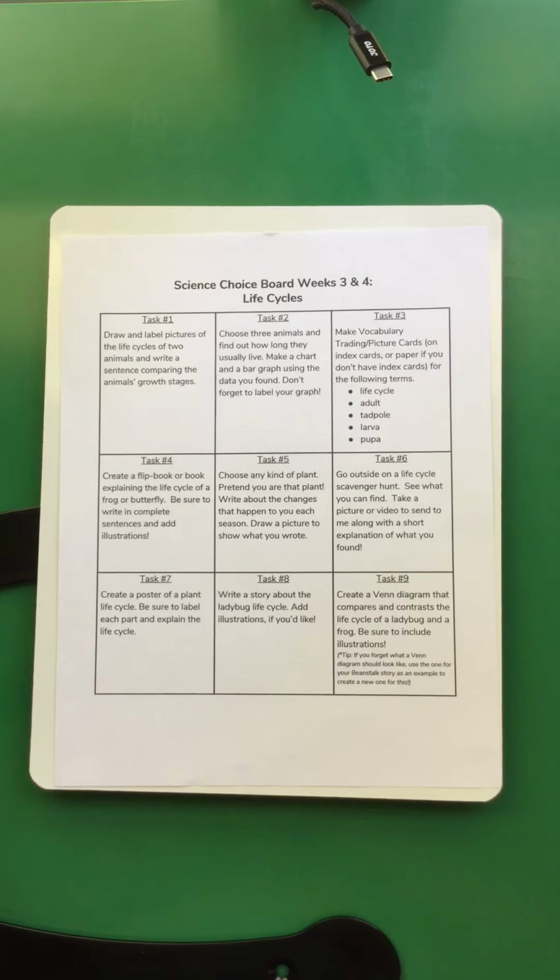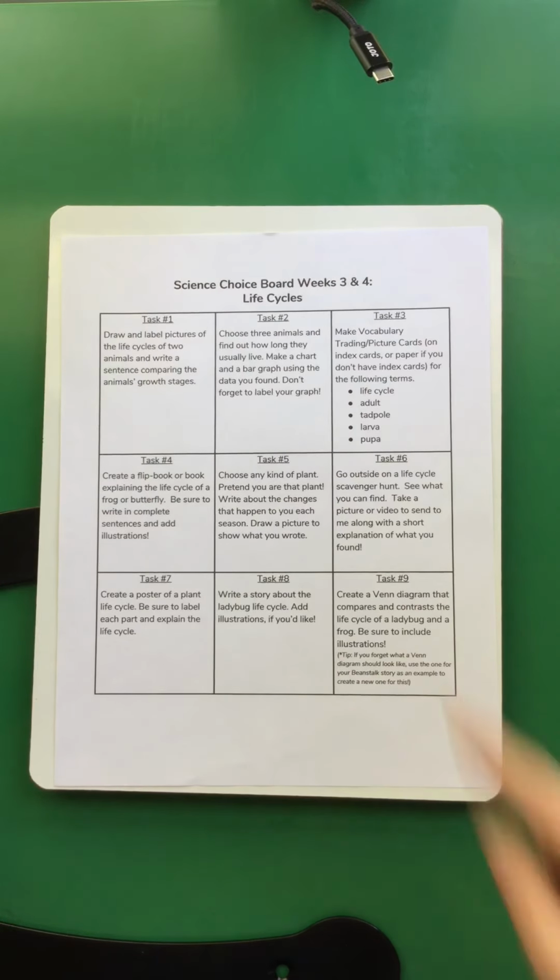Number 5 says choose any kind of plant. Pretend you're that plant. Write about the changes that happen to you each season. Draw a picture to show what you wrote. So any kind of plant. You can be grass, you can be a cactus, you could be an oak tree, whatever you want, but you're writing it pretending that you are the plant. So you need to make sure you're writing in first person for that. Like in the fall, I. Or in the winter, this is what happens to me.